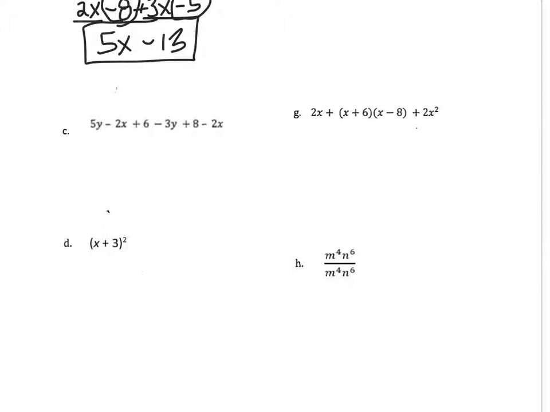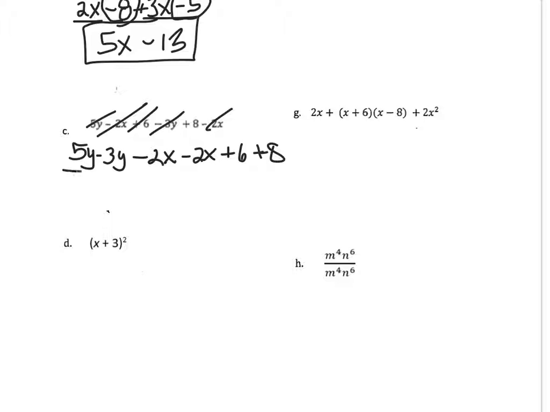Now letter C has no parentheses, so all you got to do is combine your like terms. You might want to take the time to group your like terms. You have a 5y. You have a negative 3y. So I'm going to put those next to each other. You have a negative 2x, and you have a negative 2x. Put those next to each other. You have a positive 6, and you have a positive 8.